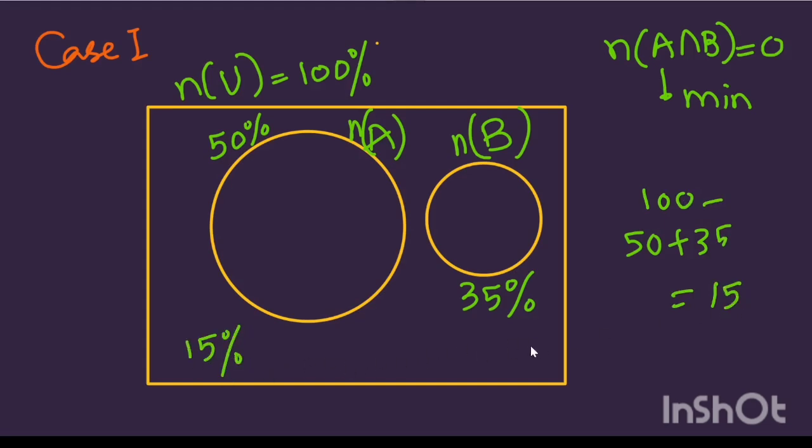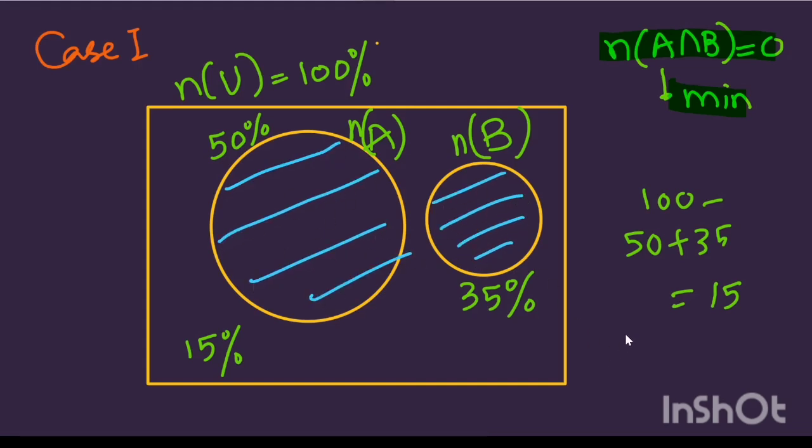Okay. So as of now, we are concerned only about the maximum and minimum of Na intersection B. So Na intersection B, as you can see here, the minimum value is 0. Now what about Na union B? Na union B would be the sum of these two areas.